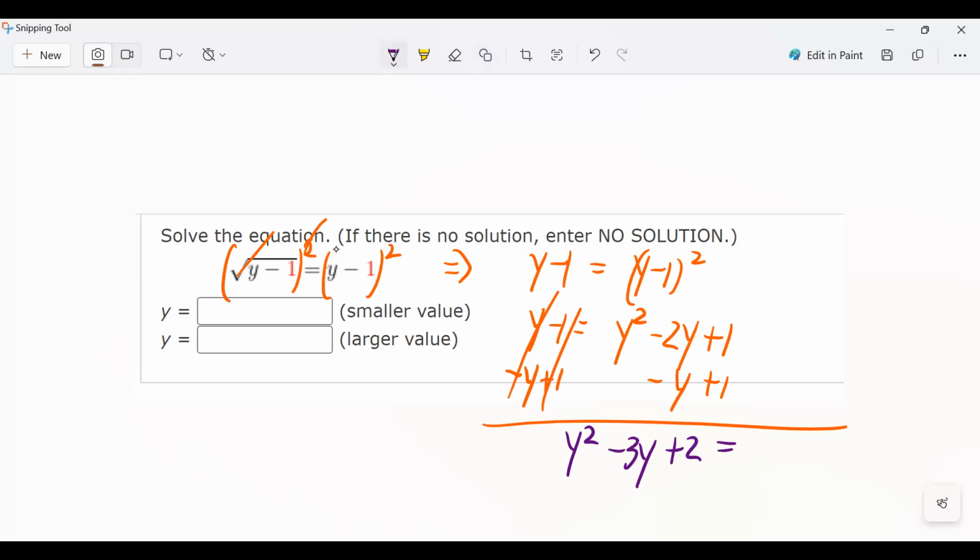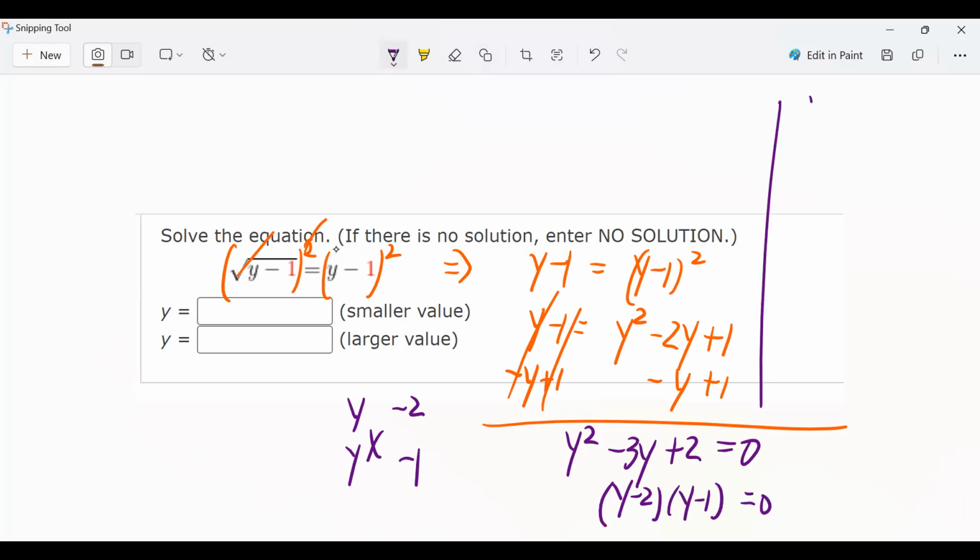Then switch the order. Now we can factor this trinomial. That's going to be y minus 2 times y minus 1 equals 0. So you get a couple of solutions. y minus 2 equals 0 gives us y equal to 2. y minus 1 equals 0 gives us y equal to 1.